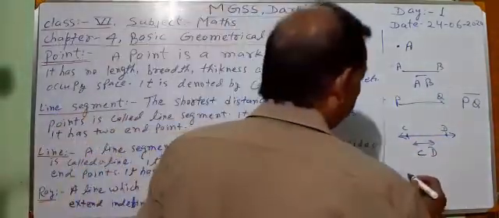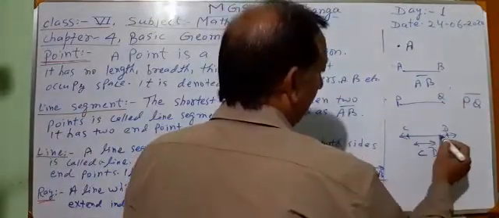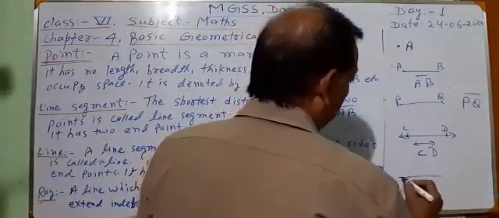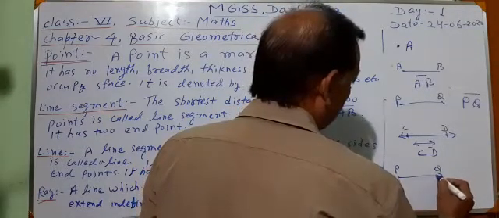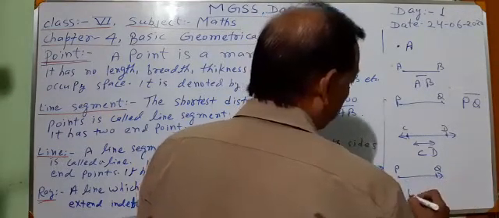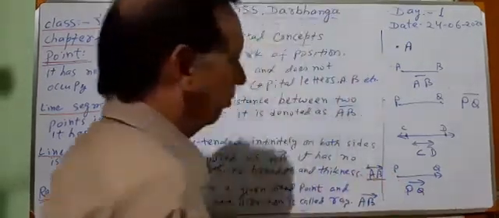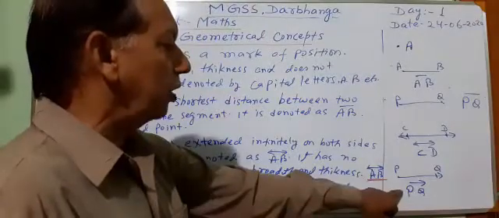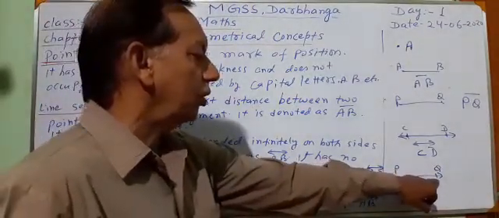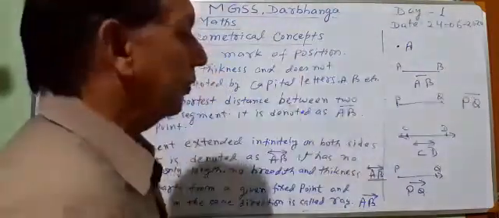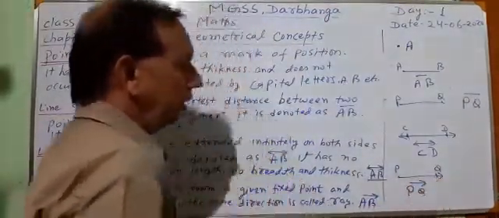And this is a ray. Line segment has two end points. Line has no end point. And this is a ray, ray PQ. P is one end point. There is no other end point because Q has extended up to infinity. Q is not the end. Q is any point near the end.